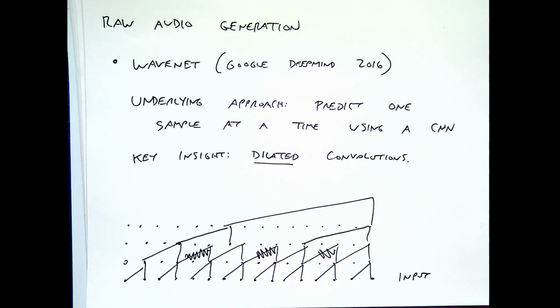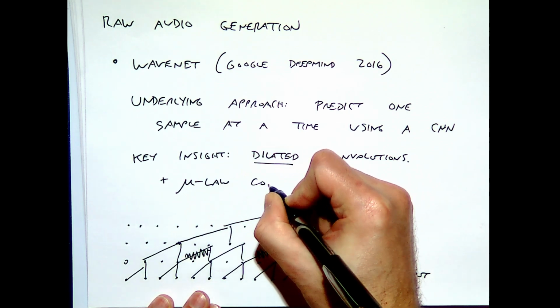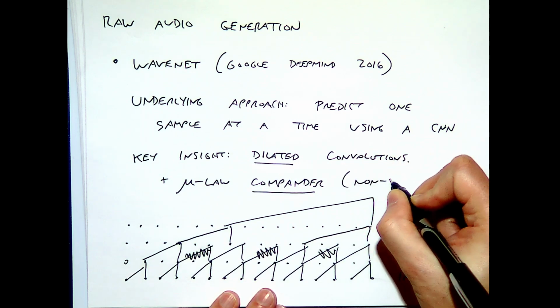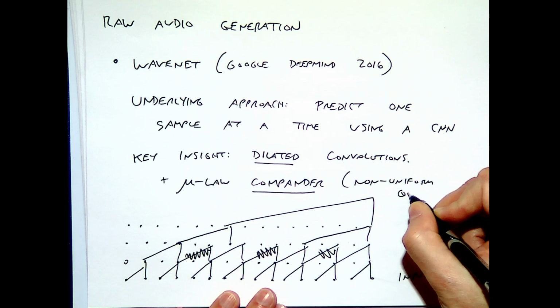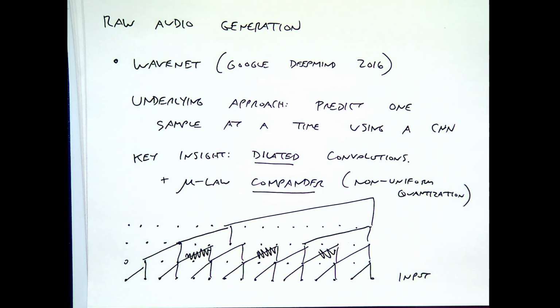So this was one thing that they used to deal with the massive sample rate of raw audio. The other thing that they proposed was that to deal with the 16 bits of audio that they generate, they use what's called a compander. So there's something called a compander, which is a kind of non-uniform quantization. So again, if you've ever done DSP, you maybe have heard the word compander, which stands for compressor expander.